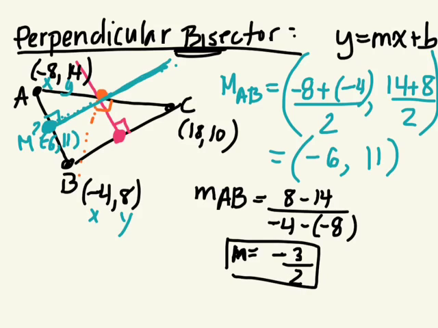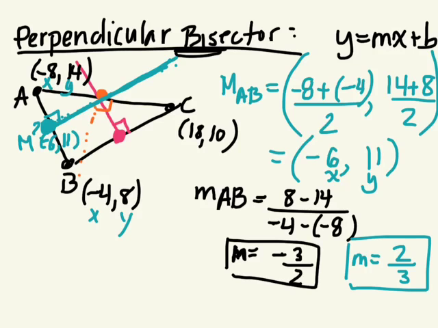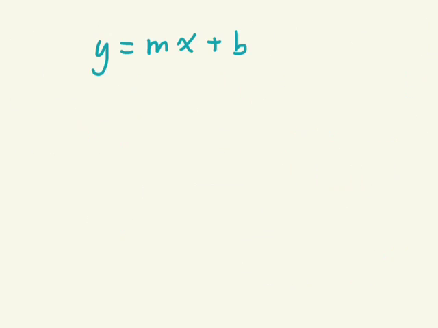What is the slope of this perpendicular bisector that goes through AB? What's the slope going to be then? Negative reciprocal. Yes, Sylvia? Positive 2 over 3. So right now, we know that the slope of the blue line is 2 over 3, and we know a coordinate of the blue line. That point, the midpoint, is on the blue line. Can you find the equation of the line now? We're trying to find the equation of the perpendicular bisector. The slope of the perpendicular bisector is what? 2 over 3. And we know a point on the perpendicular bisector is located at -6, 11.